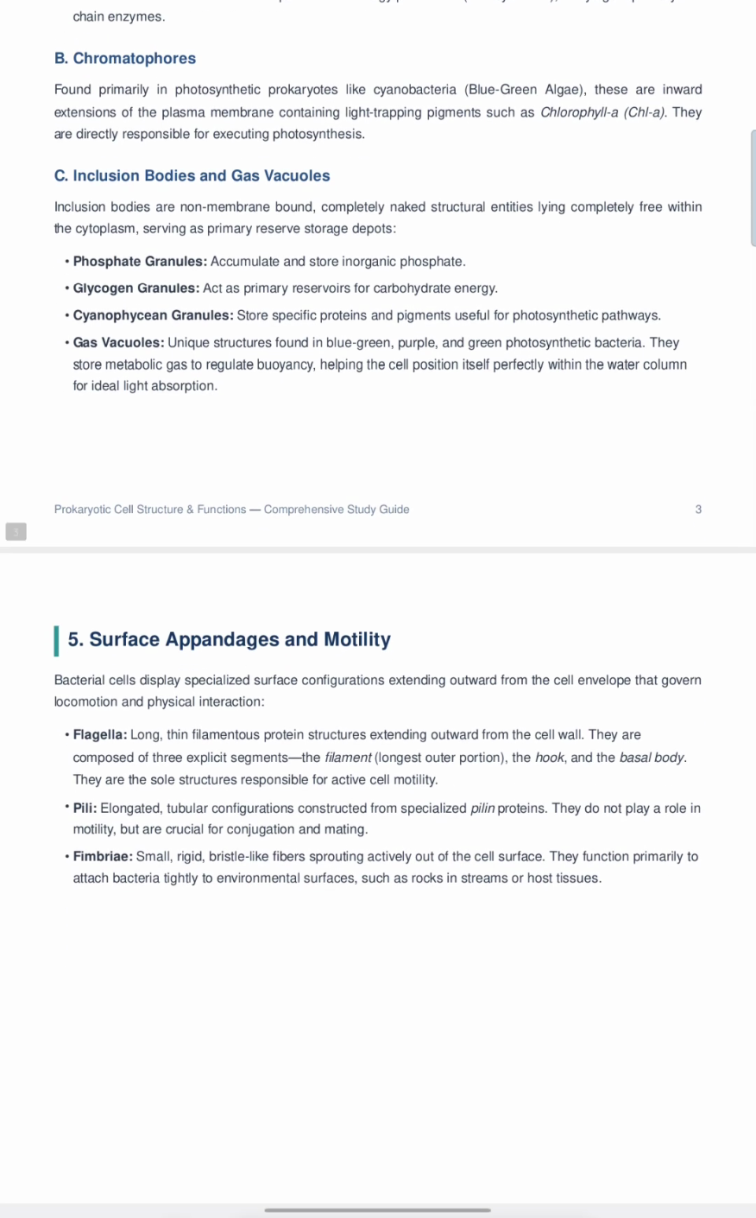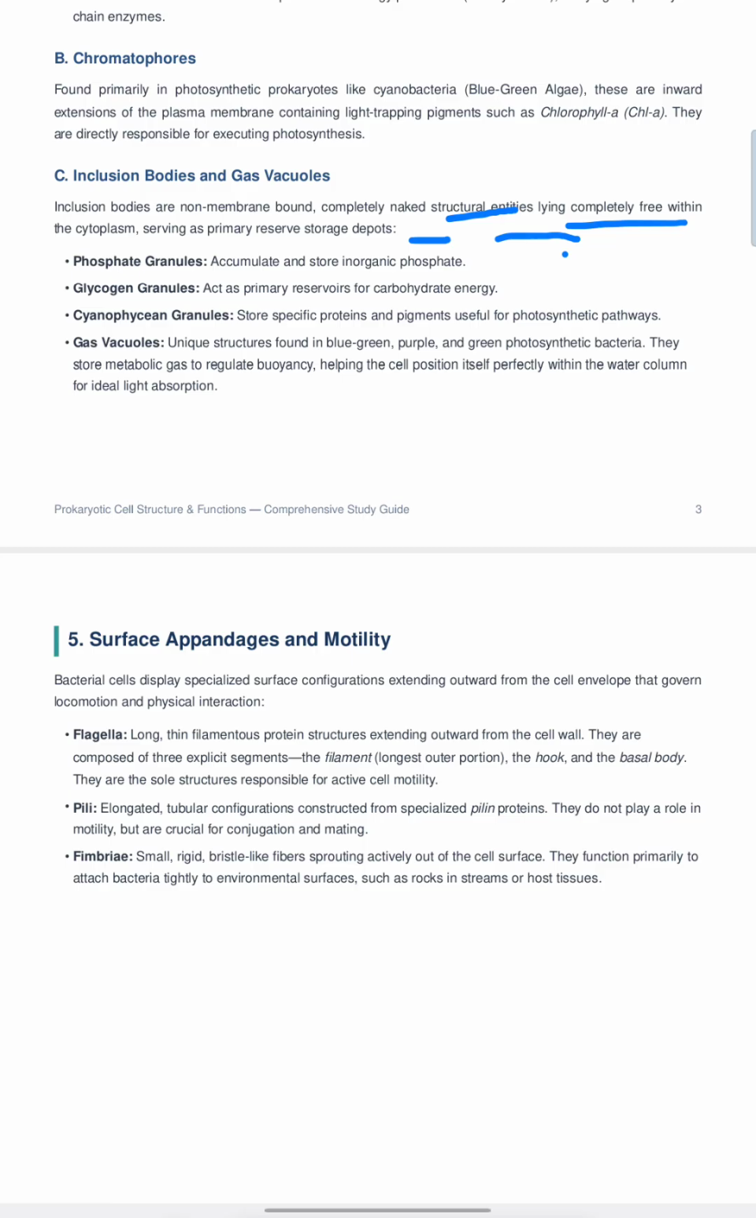Inclusion bodies and gas vacuole. Inclusion bodies are non-membrane bound, and they serve as the disposal of reserve materials in prokaryotic cells. It is a character of the prokaryotic cell. These lie free in the cytoplasm. Phosphate granules accumulate and store inorganic phosphate. Glycogen granules act as a primary reservoir of carbohydrate energy. Cyanophycin granules store specific protein and pigments useful for the photosynthetic pathway.